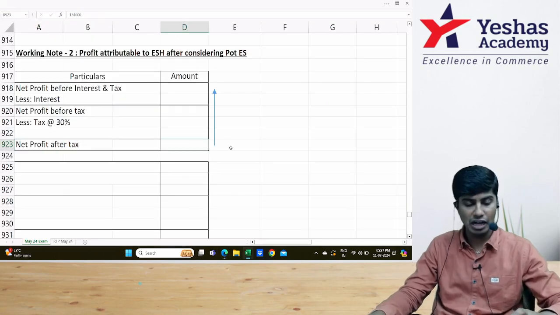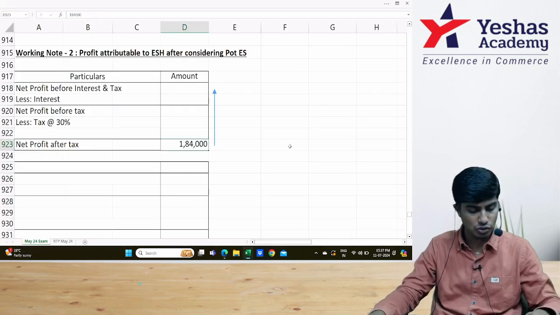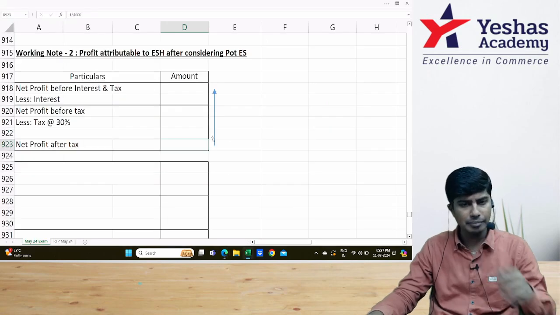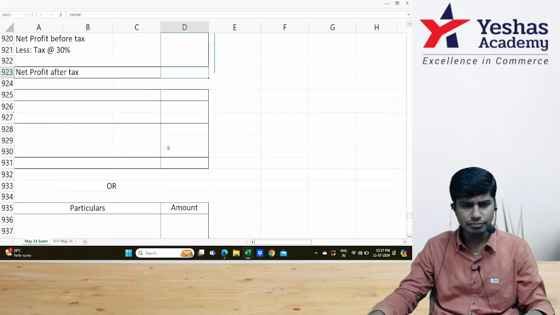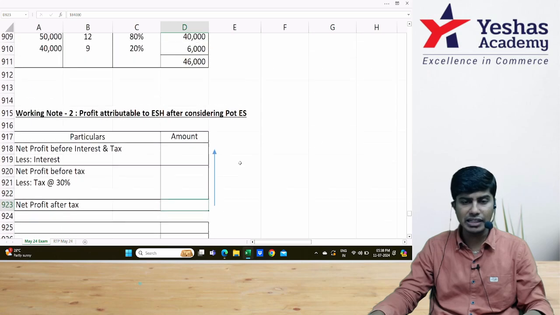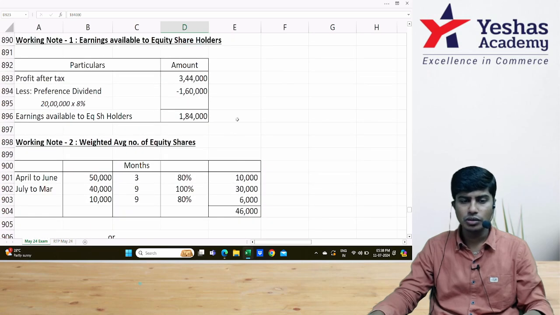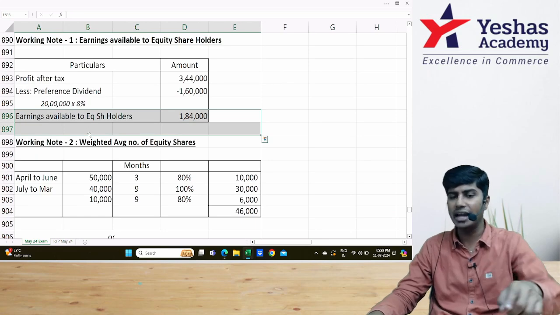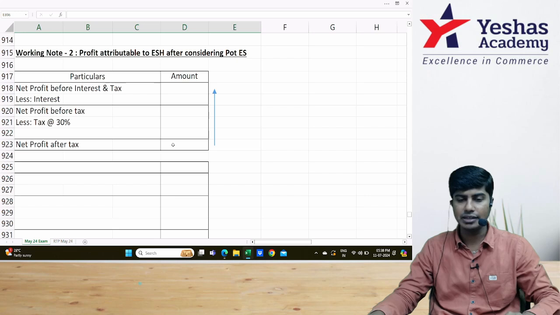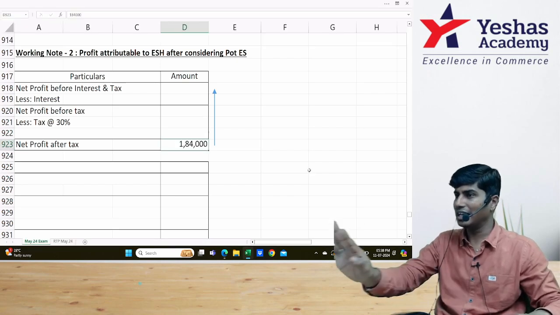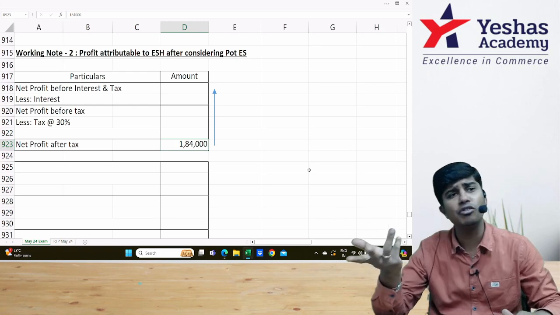I will take net profit after tax of 3,44,000. Oh, sorry. We need to deduct our preference dividend also, no. After that, how much is the available part to the shareholders? 1,84,000. So, how much would I take here? Net profit after tax available to shareholders. 1,84,000. Preference dividend, I don't have to adjust.